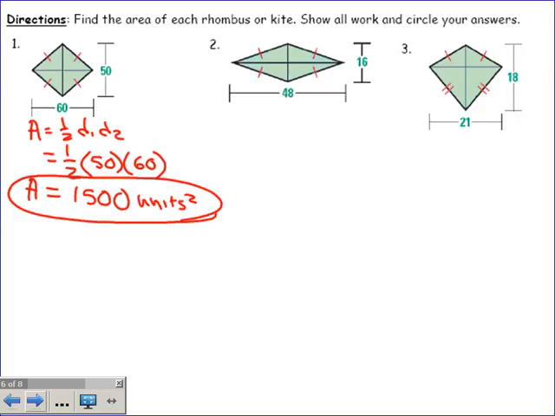Number 2. Andrew, what shape do we have there for number 2?